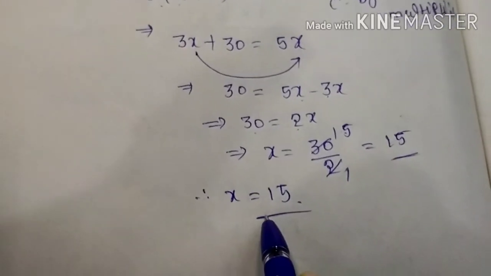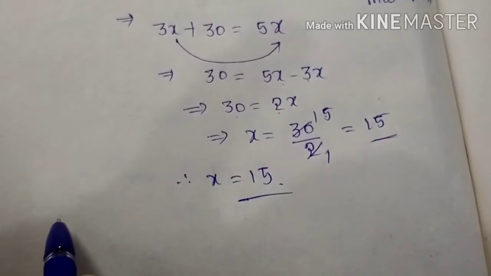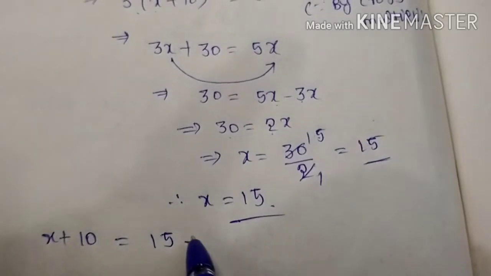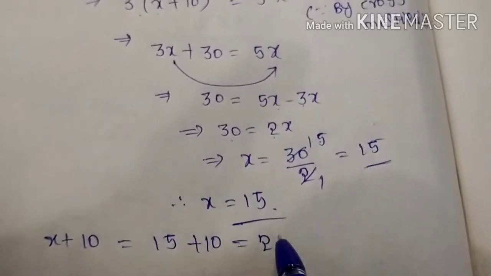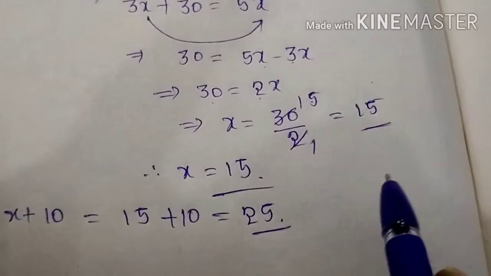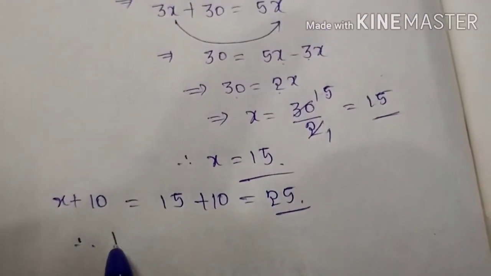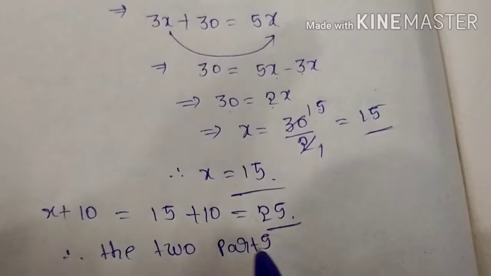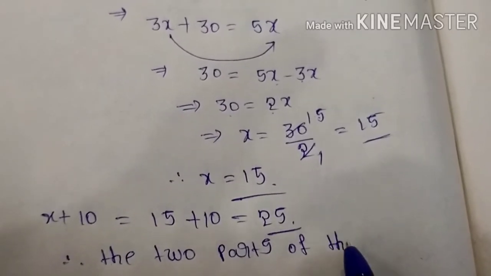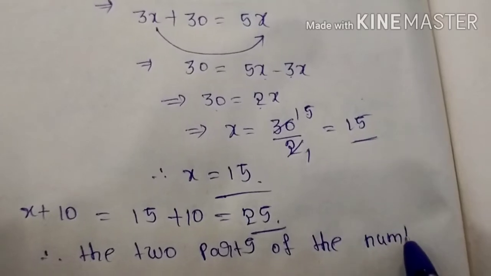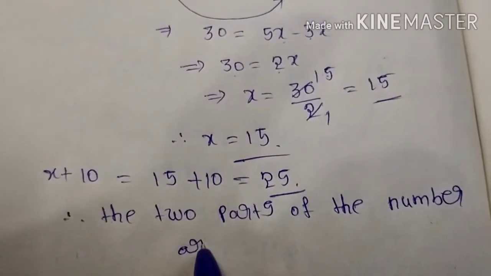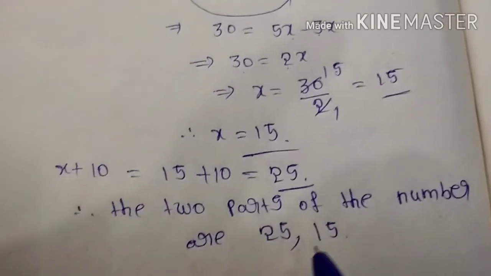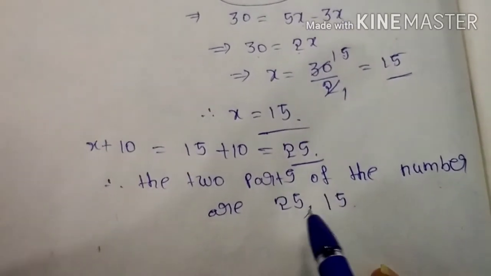Then this is the other part. One part of the number is x plus 10, that means 15 plus 10. 15 plus 10 is how much? 25. Therefore the two parts of the number are 25 comma 15.